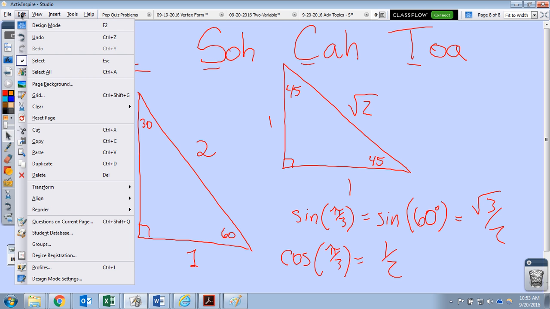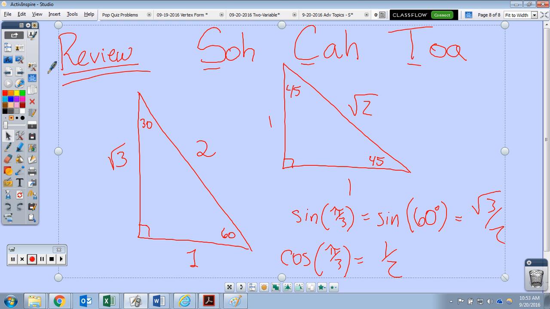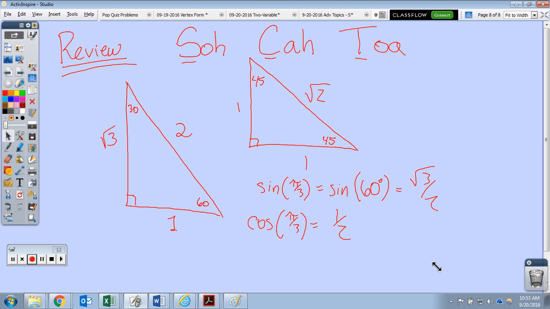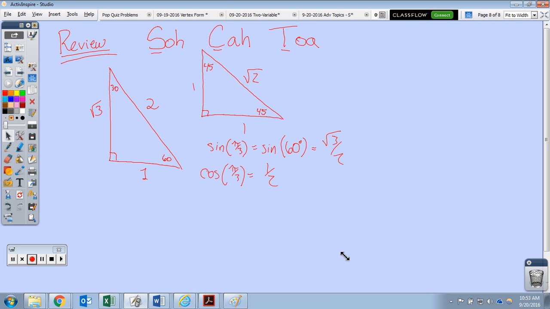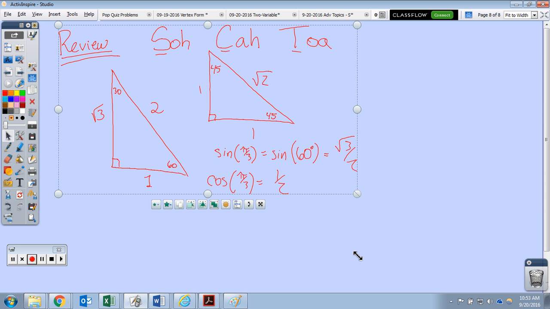To go along with this, you should be familiar with the 4 quadrants, to know when the different trig ratios are positive or negative. All Students Take Calculus.